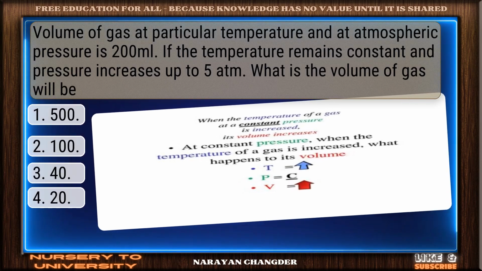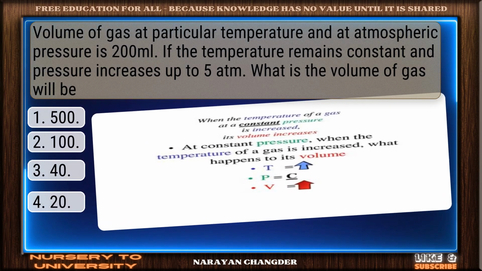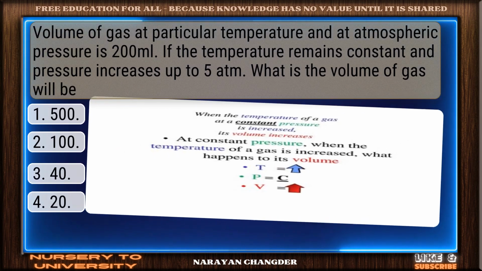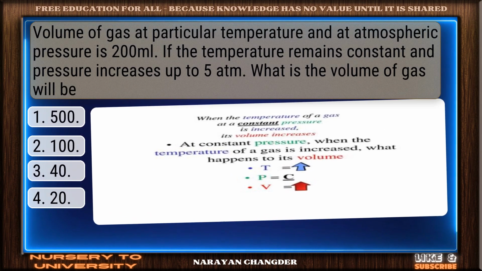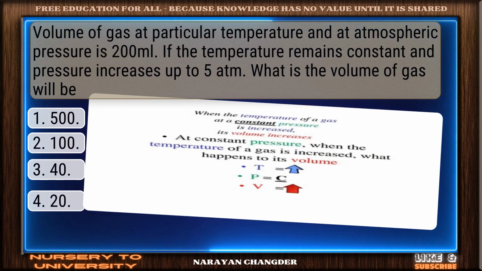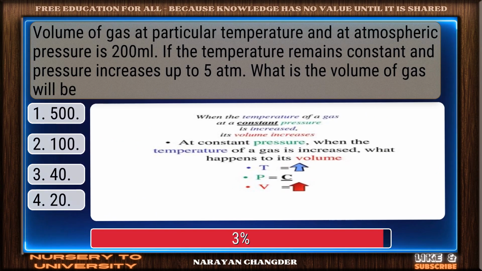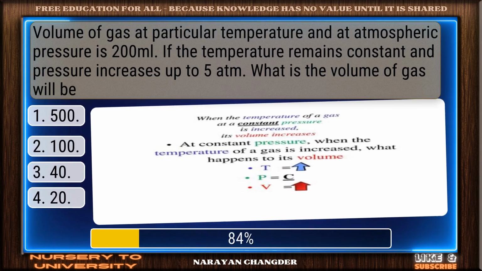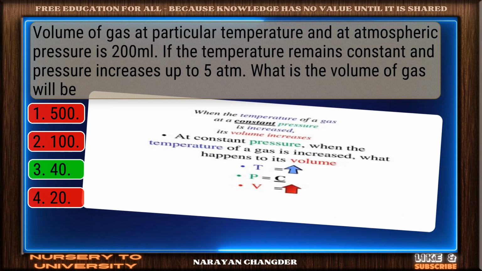Question number 1. Volume of gas at a particular temperature and at atmospheric pressure is 200 mL. If the temperature remains constant and pressure increases up to 5 atm, what will the volume of the gas be? Right again. 40 is a valid answer.